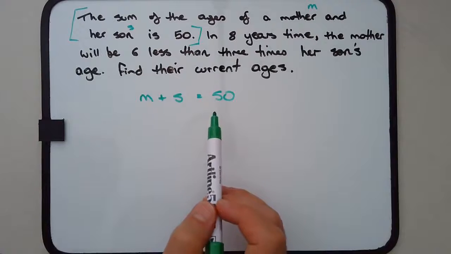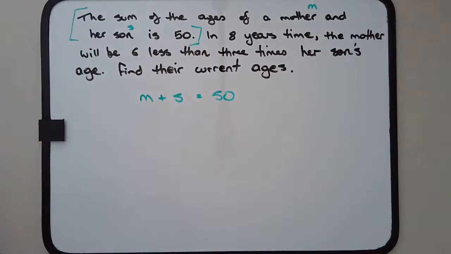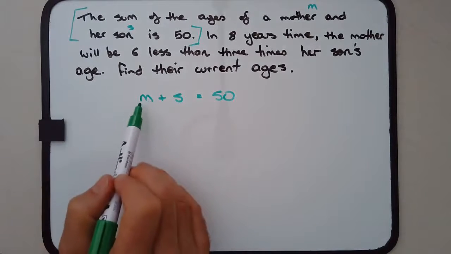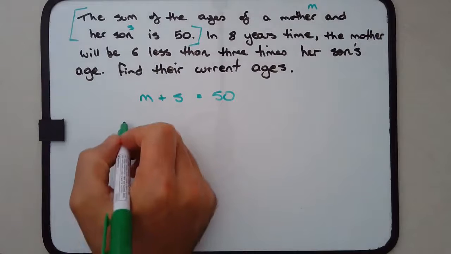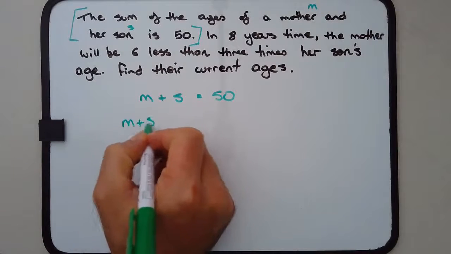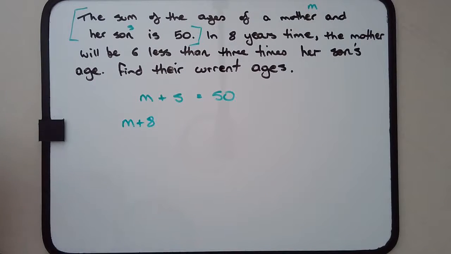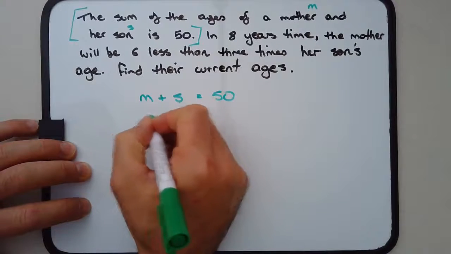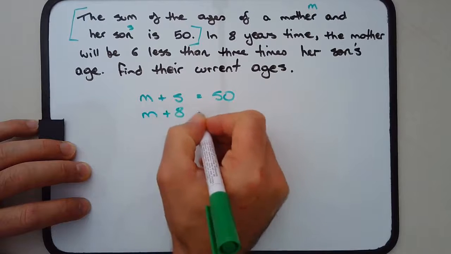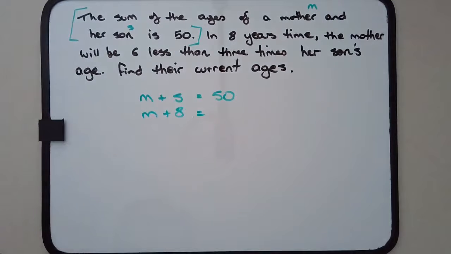So it says in 8 years' time, the mother will be 6 less than 3 times her son's age. So in 8 years' time, how old would the mother be? If the mother's current age is M years, add on 8. In 8 years' time, you're going to be 8 years older. You're going to add on another 8 years. So in other words, the mother will be M plus 8 years old in 8 years' time. And I think it makes sense. So whatever your age is, if you add 8 to that, that's what your age will be in 8 years' time. So it's something that's fairly logical. What I might do is write it underneath here. So, M plus 8 is equal to, just to line up the equal signs.